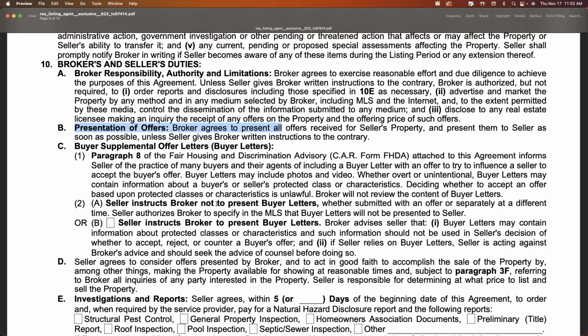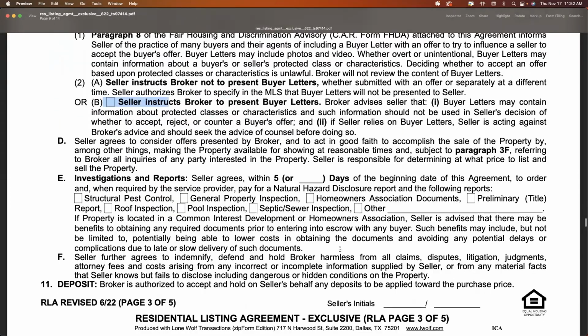Seller instructs broker not to present buyer letters. We've talked about those in the past, right? Those are the love letters from a buyer to seller about why they want to buy, or why you should pick them. Whether submitted with any offer or separately at a different time, seller authorizes broker to specify in the MLS that buyer letters will not be presented to the seller. Or you can check this box that, yes, we want the buyer's letters, okay?